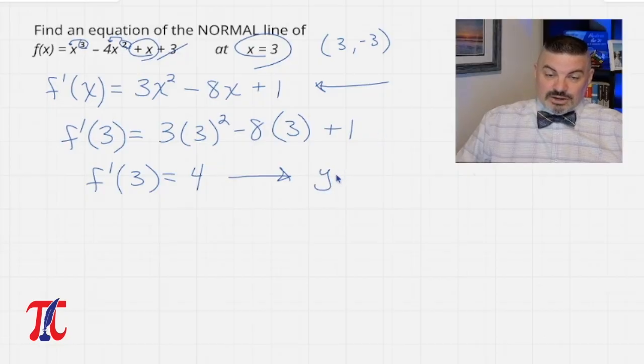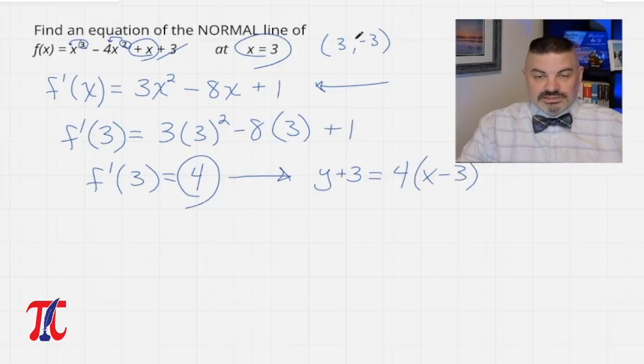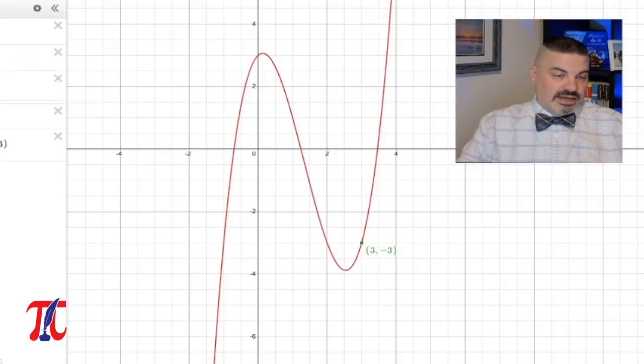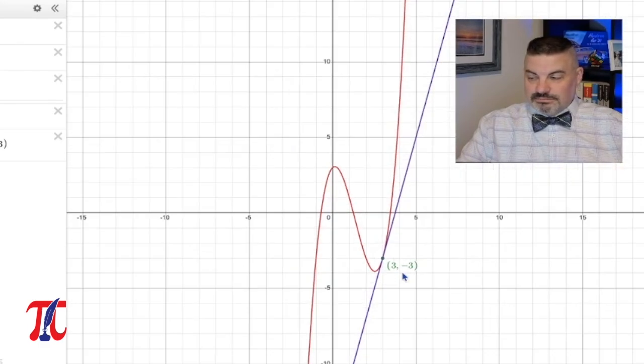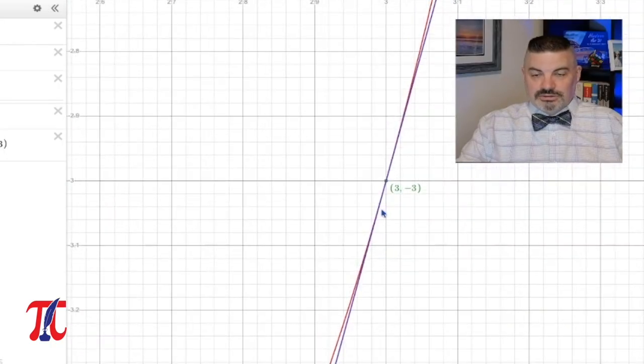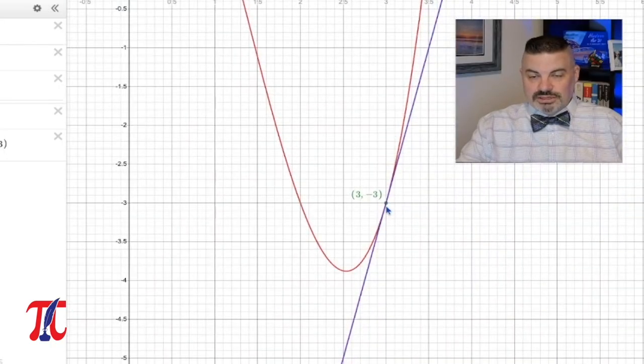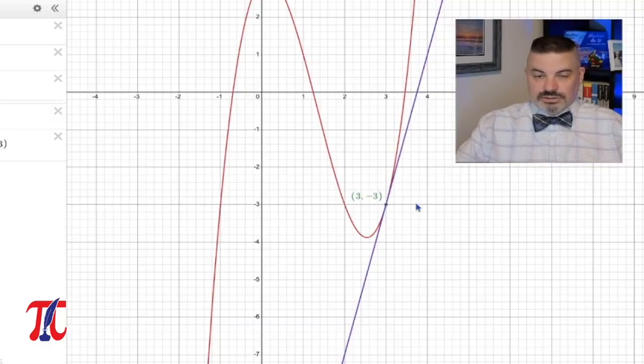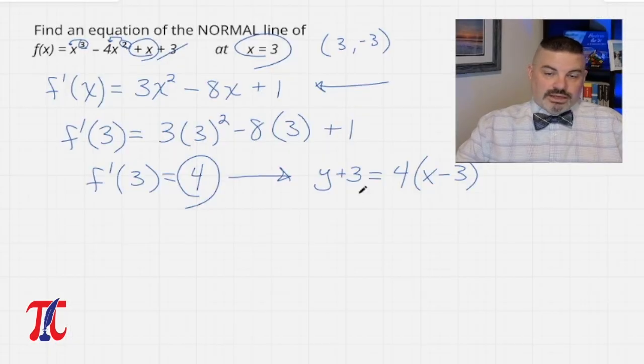y minus the y value, so plus 3, because y minus negative 3 is plus 3, equals my slope 4 times x minus 3, x minus the x value of my point. Now when I type that in, I can see that that is my tangent line at that point. If you get really close in there, you can see that it touches that point and keeps moving in a straight line instead of along the curve. So that's the tangent line at that point.